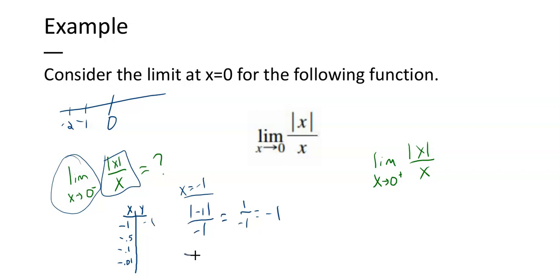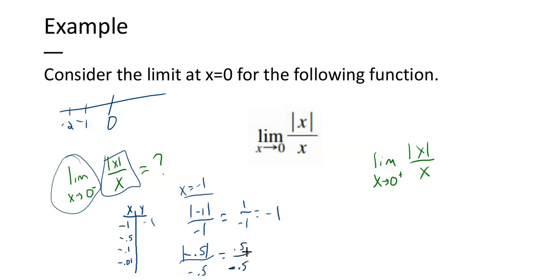If I plug in -0.5 into that function, I'll get the absolute value. So I'm plugging it back into this function here, just plugging in a different number for x over -0.5. Again, the absolute value doesn't change the number. It just makes it positive. So we'll get positive 0.5 over negative 0.5.